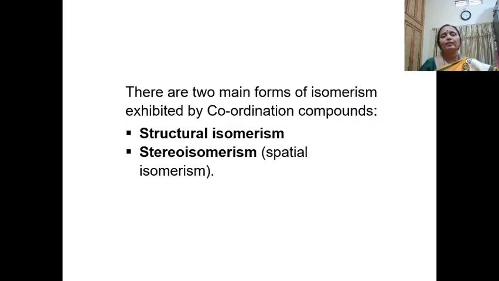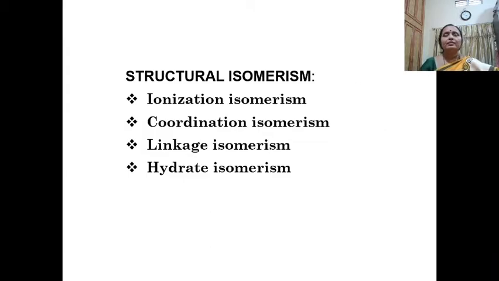There are two main forms of isomerism exhibited by coordination compounds: structural isomerism and stereoisomerism, which is also called spatial isomerism. But in today's class, we are going to discuss structural isomerism. Structural isomerism is of four types.